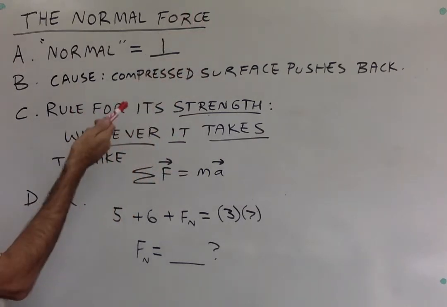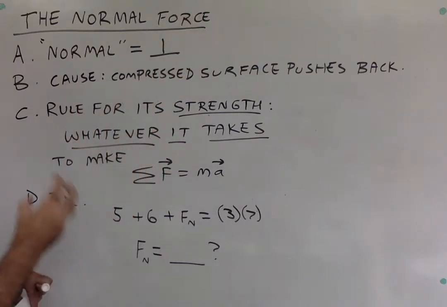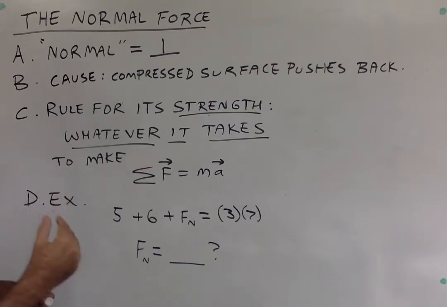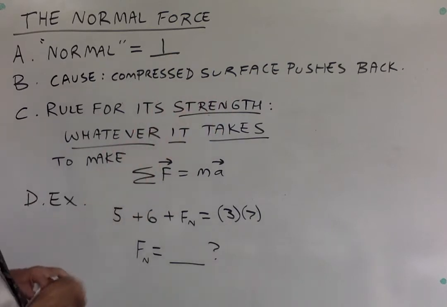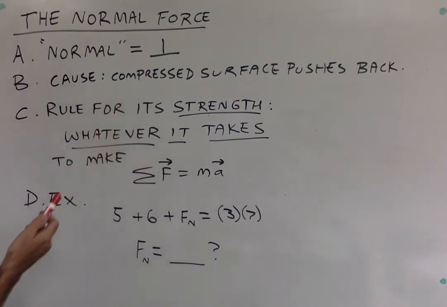The cause is, as we learned in ninth grade, that a compressed surface pushes back, just like a bed. If you lie in a bed and compress it, it pushes back, but you can see that compression. When a brick is on a floor, you don't see the compression of the floor, but it's the same reason. And that can help us understand the reason that the normal force can change and have different values for the same two surfaces, and also the reason for its direction.